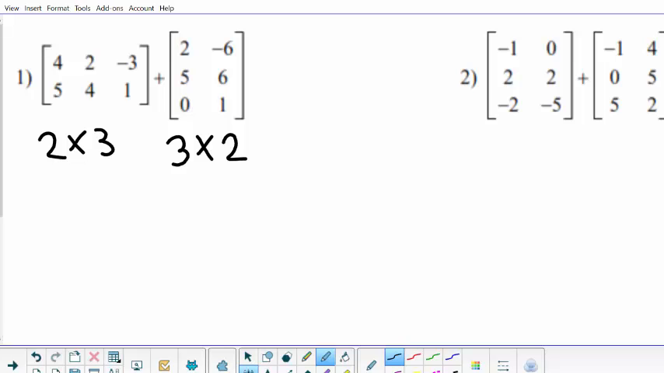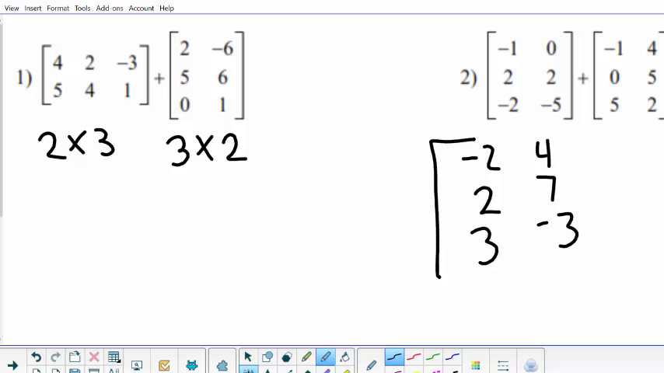So number two, notice we have 3 by 2s for both of them. So all we have to do is add up the matching elements. So -1 plus -1, 0 plus 4, 2 plus 0, 2 plus 5, -2 plus 5, and -5 plus 2. That would be our answer.